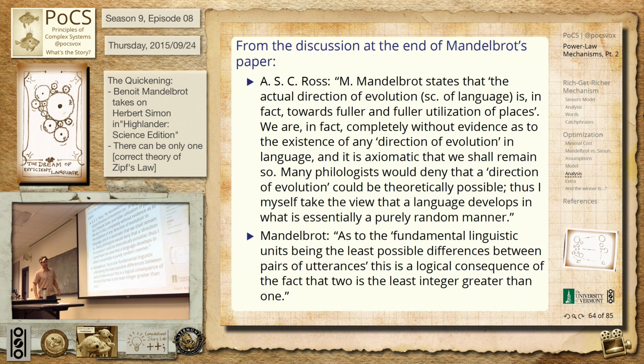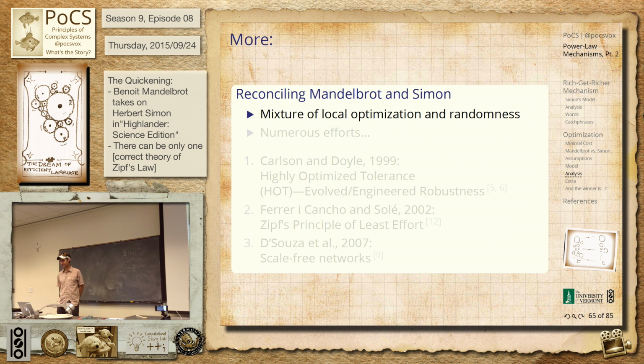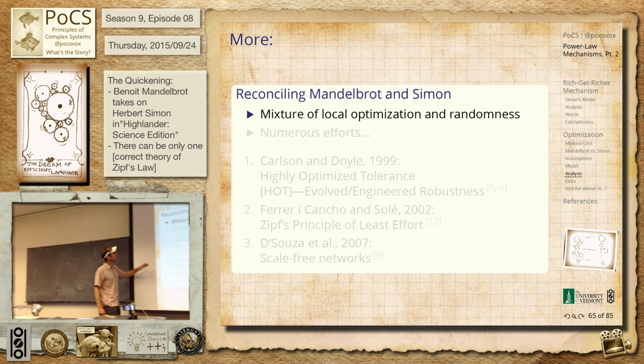Madness. Mandelbrot actually, who famously could really go at it, didn't really light this guy up. But fundamental linguistic units being the least possible differences between pairs of utterances is a logical consequence of the fact that 2 is the least integer greater than 1. There's a few things like that. All right. Okay. Mandelbrot. Great. All right. So we'll get to some of this later on, soon.